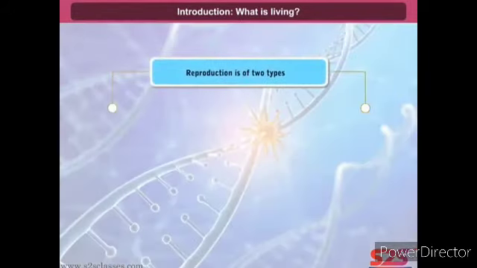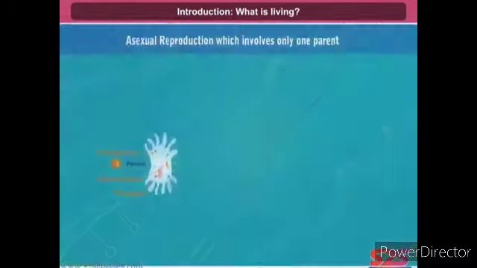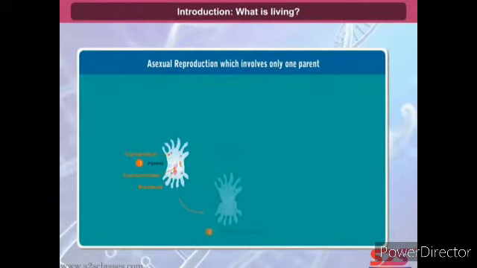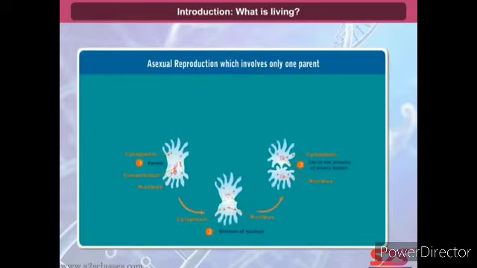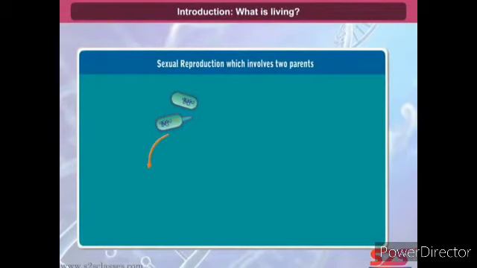Reproduction is of 2 types. 1. Asexual reproduction. 2. Sexual reproduction. Asexual reproduction, which involves only one parent. Sexual reproduction, which involves 2 parents.